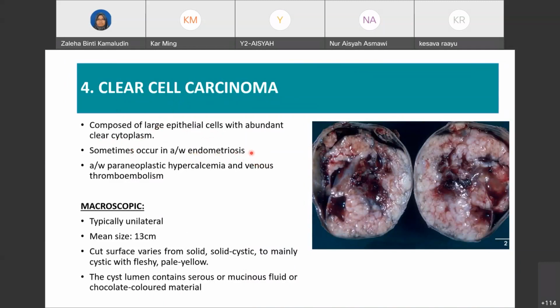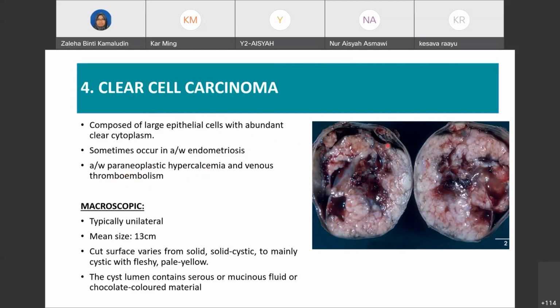Okay, let's say the MCQ. Endometriosis associated with endometrioid CA, true. Clear cell CA is also true. Usually this clear cell carcinoma is associated with paraneoplastic hypercalcemia and venous thromboembolism.